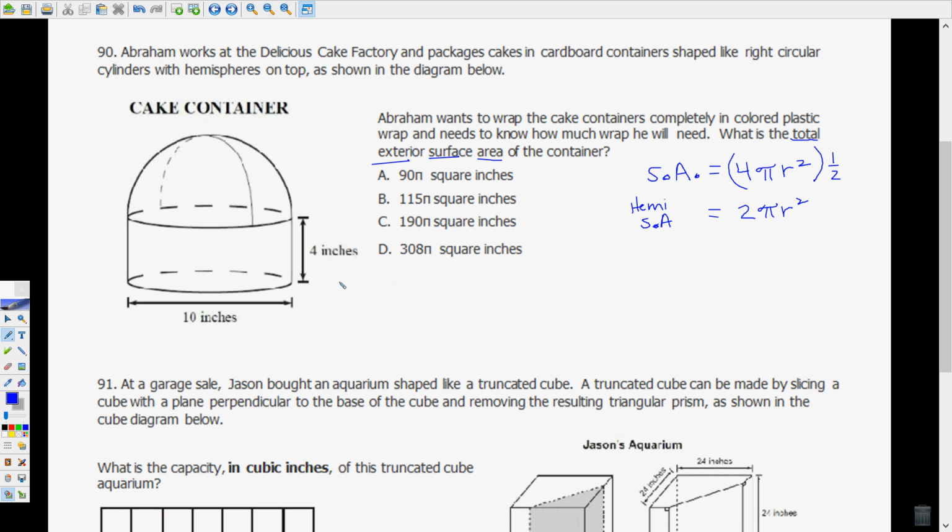Then we have the cylinder, and the volume of a cylinder is found by taking the area of the base.